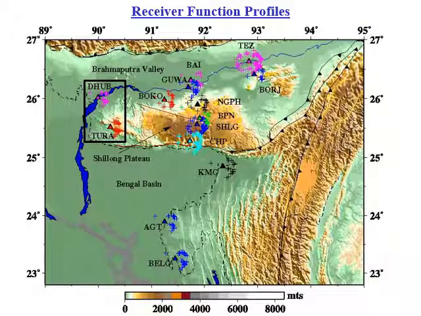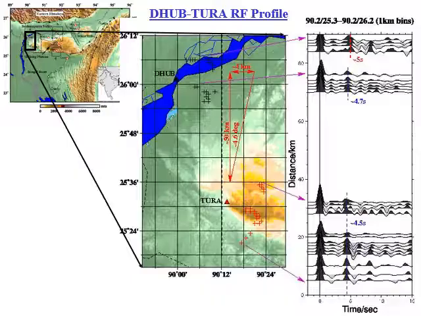Next, we look at the western end of the Shillong Plateau across the northern edge between stations Dhubri and Tura. We will again look at receiver functions going from north to south and see what kind of a variation we see in the converted and the reverberating phases.